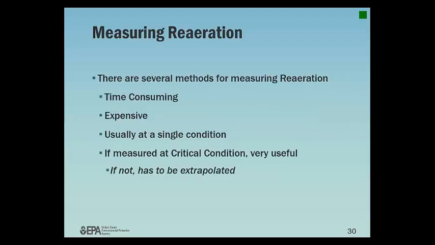There exist several methods for measuring reaeration. They are time-consuming and expensive and are typically done at a single condition, which would be the period of time that the analysis is being conducted in the water body. If the reaeration rate is being measured at the critical condition, it's very, very useful because it's one less unknown that you would have to put in the model. If it's not at the critical condition, it's going to have to be extrapolated to the condition that you're modeling to.